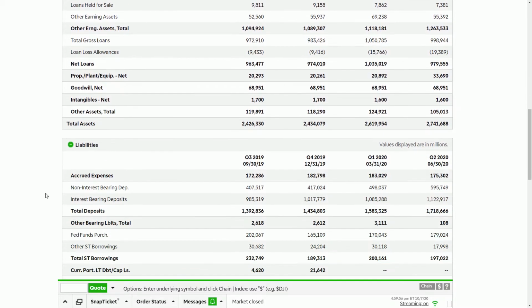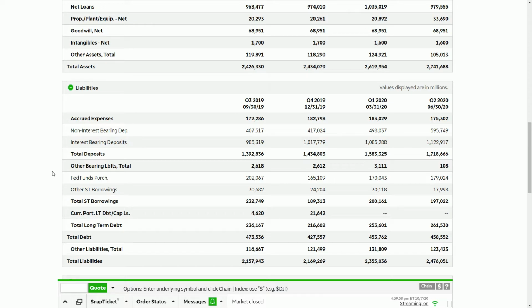One of the other items that I would highlight, though, is the fact that they still owe on those loans and on any cash associated with that. And you can see that here in terms of the deposits, right at $1.4 billion. And this is a number that is going up, $1.7 billion.